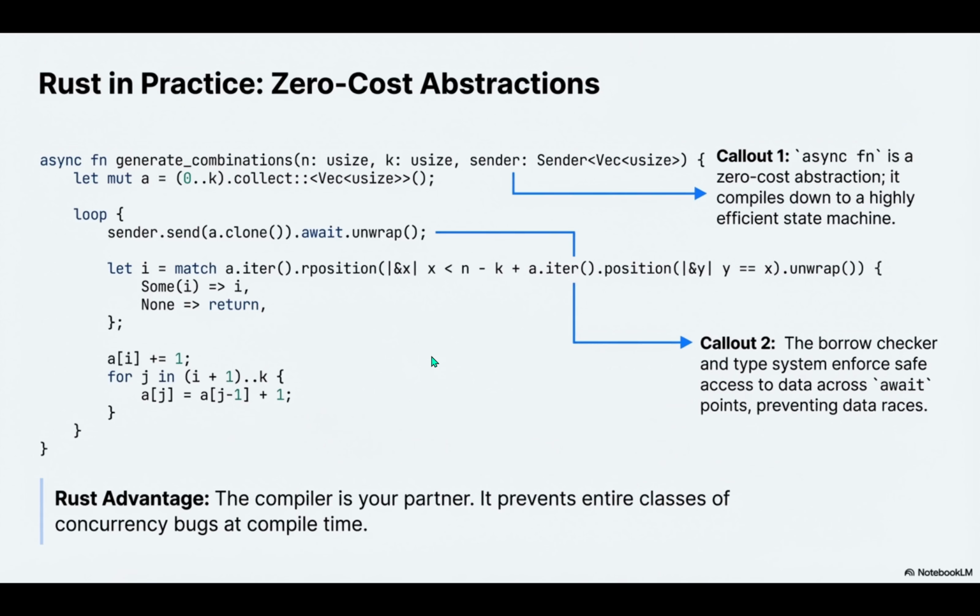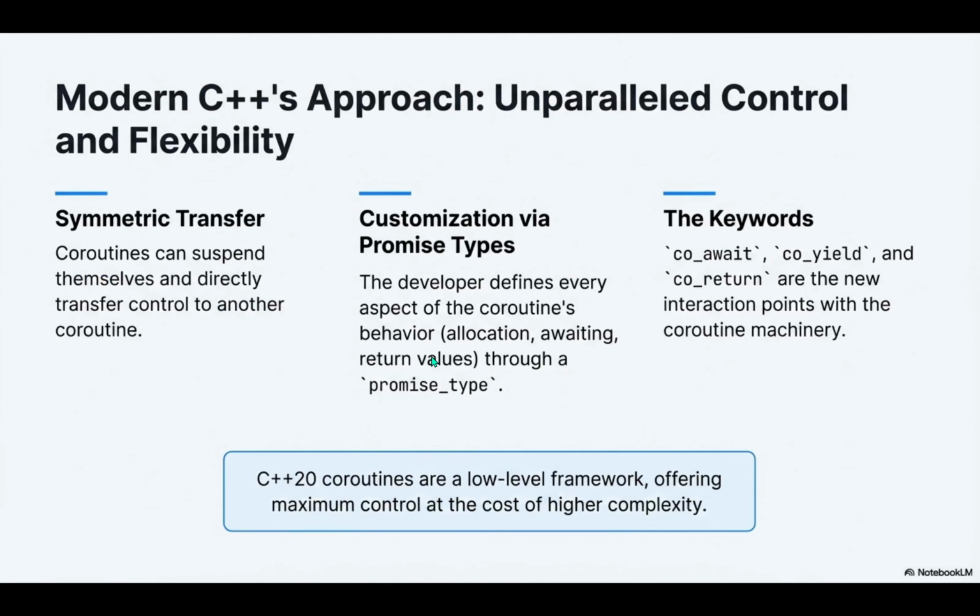All right, from the safety of Rust, let's cross over to modern C++, specifically C++20. If Python is ease and Rust is safety, C++ is all about unparalleled control and flexibility. The lowest level of abstraction, for sure. What does a developer get by taking on all that extra complexity?